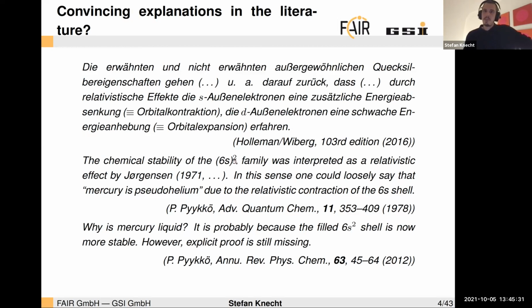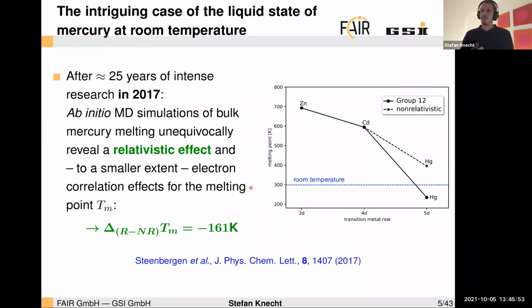And also Pekka Pyykkö, who is one of the major pioneers in the field of relativistic quantum chemistry, gives in some of his review articles again just hand-waving arguments for why mercury is liquid. And so this is not really acceptable. That is why Peter Schwerdtfeger got intrigued by this and set out on a journey. And basically after 25 years of intense research, in 2017, only then was he able to nail it down.